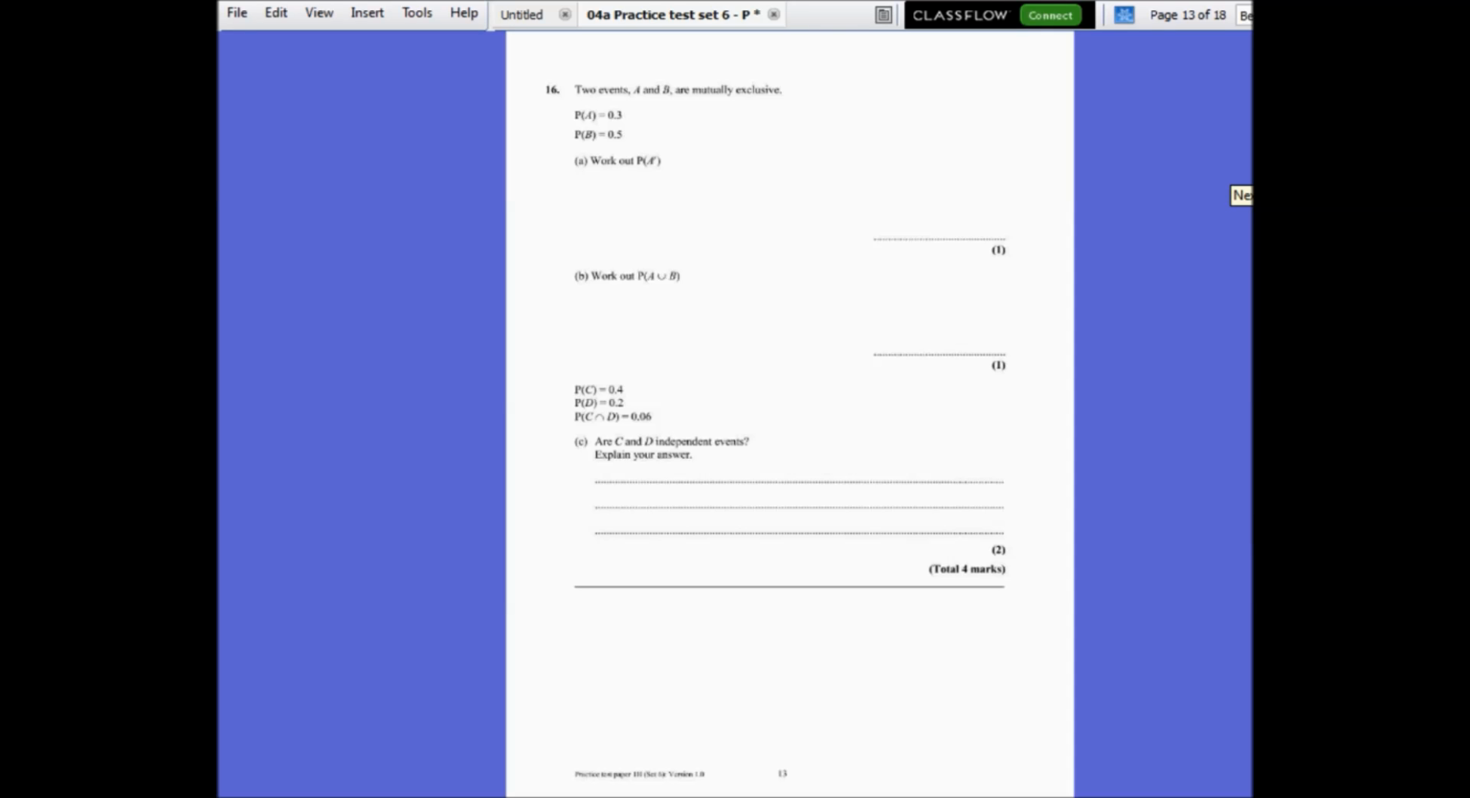Question 16. Two events, A and B, are mutually exclusive. Probability of A is 0.3, probability of B is 0.5. Work out the probability of A dash. That means the probability of it not being A. So we just want to do 1 minus 0.3, which equals 0.7.